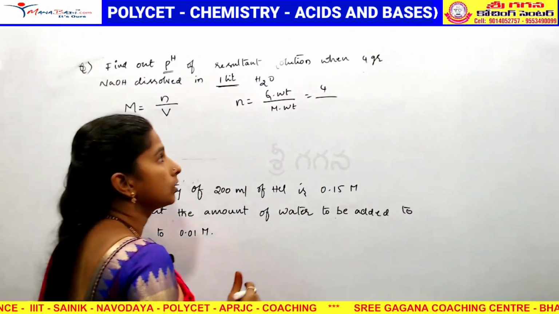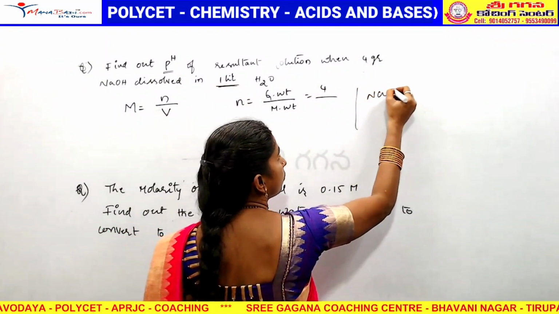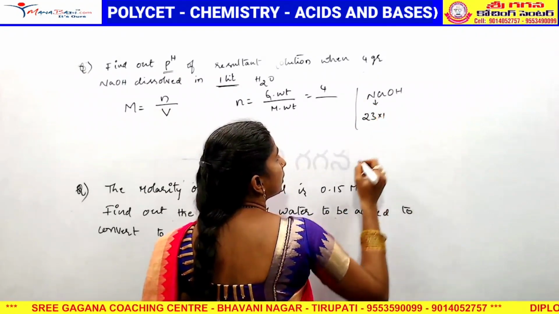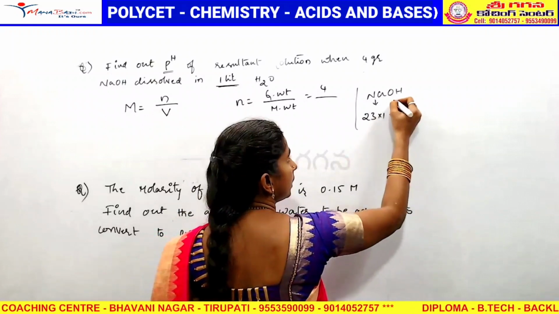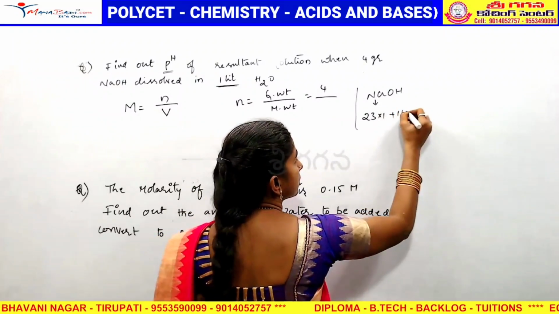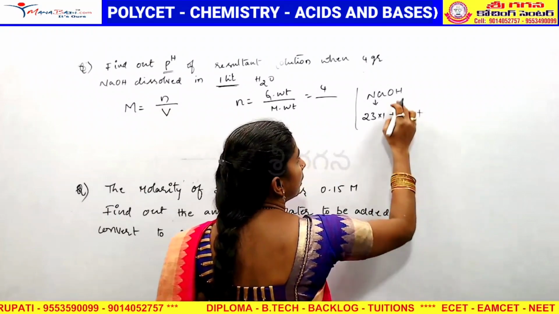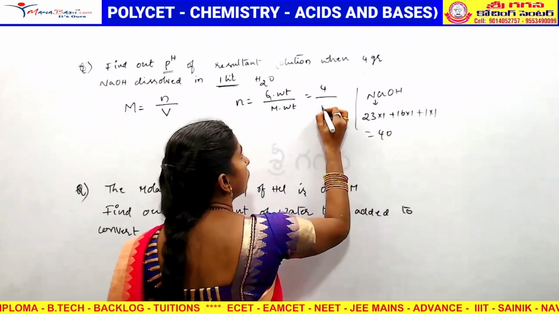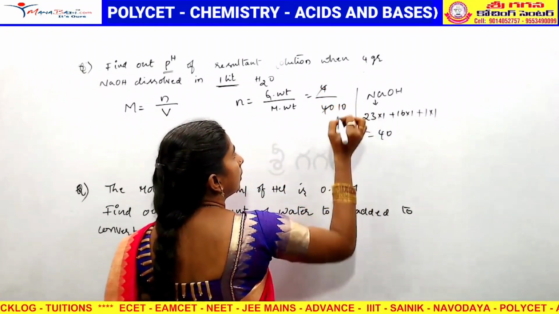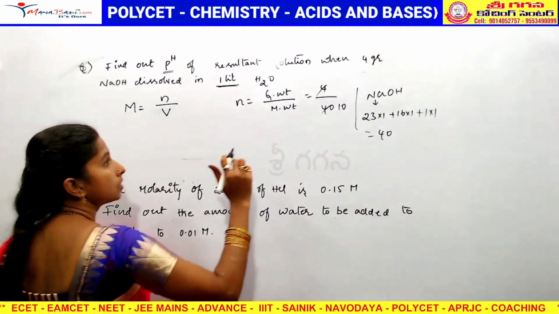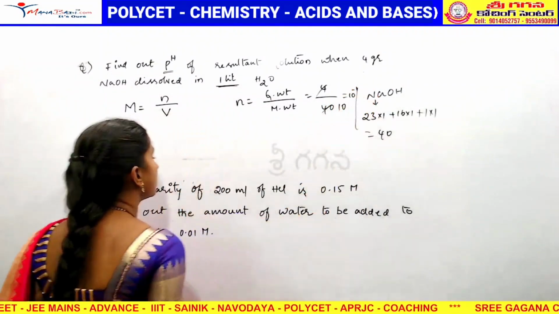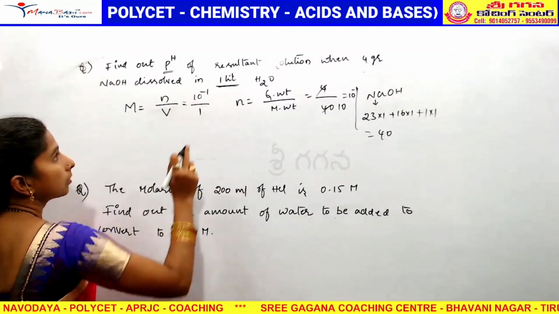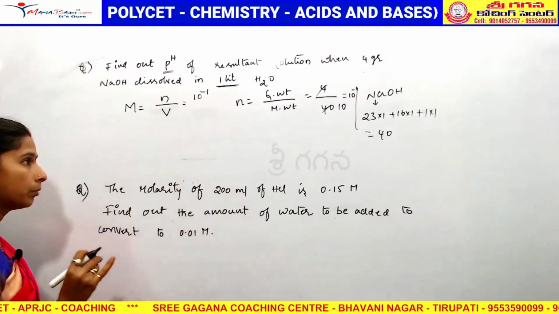The molecular weight of NaOH: atomic weight of Na is 23, 1 atom; plus atomic weight of oxygen 16, 1 atom; hydrogen 1, 1 atom. Total is 40. So 4 by 40 means 1 by 10, which for convenience we write as 10 power minus 1. So molarity is 10 power minus 1 by 1, which is 10 power minus 1.